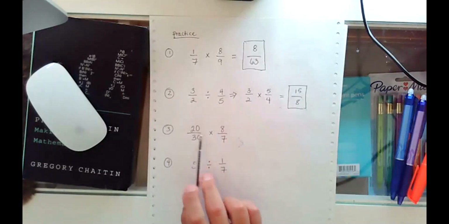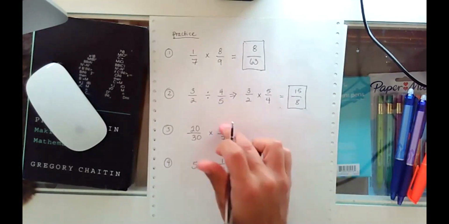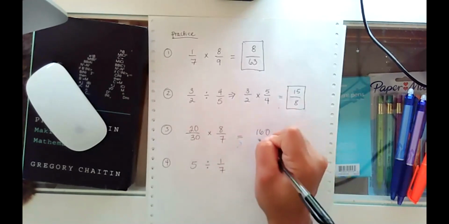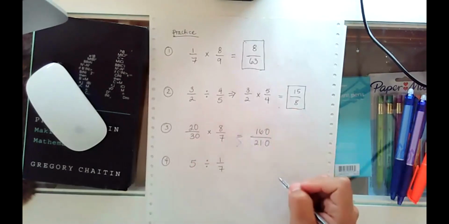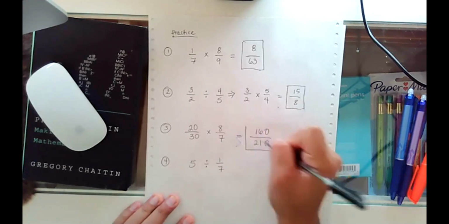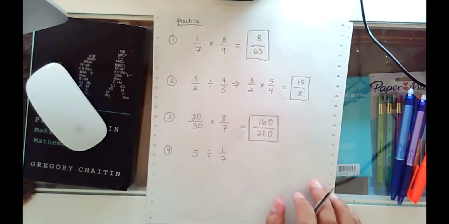So again, multiplication just means we're going straight across. This is going to be 8 times 2 would be 16 with a 0 in the back. 7 times 3 would be 21 with the 0 in the back. So we could leave it at that because again, we're not worrying about simplifying the fraction just yet. Is everybody okay with the third one?